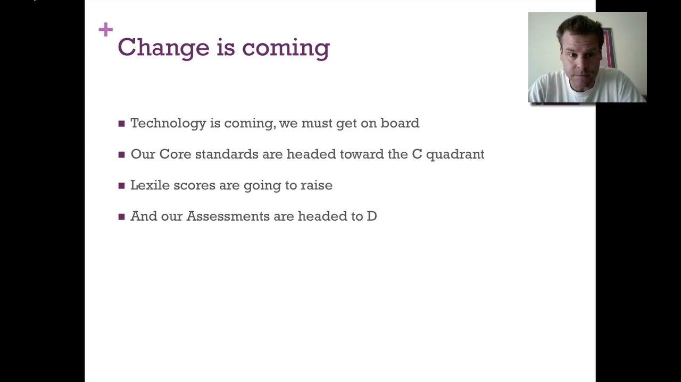Change is coming. Our core standards, the core standards that are going to be the national standards, are heading toward the C quadrant, toward a high level of rigor. Lexile scores are going to raise. That's textbooks. That's the books you're reading in English class. That's everything. Those Lexile scores are going to raise. And our assessments, the CRT type tests, our assessments are headed to D as opposed to A.